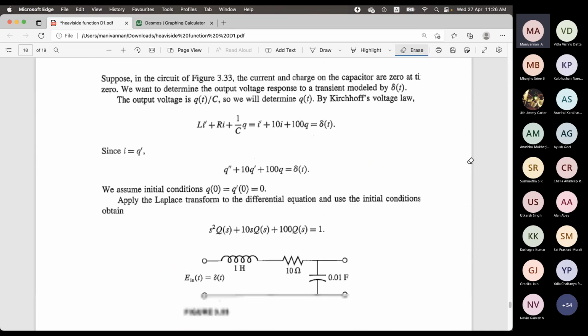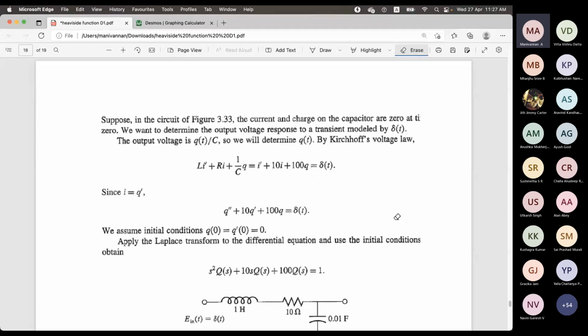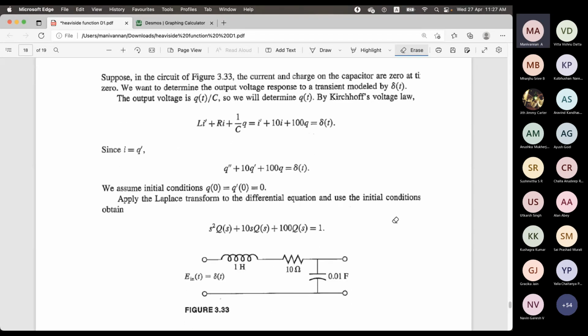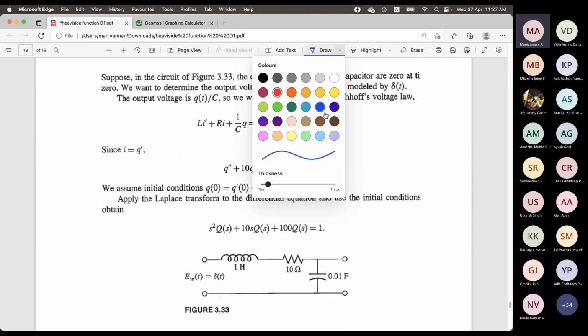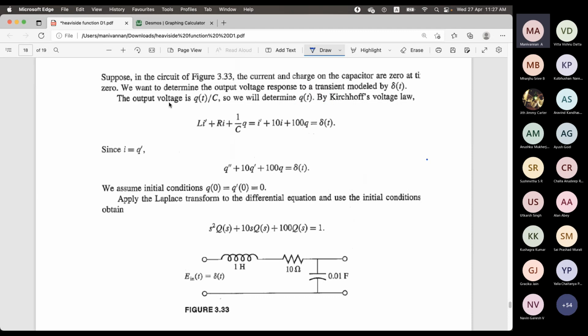Okay, then afterwards, a circuit type problem. Okay, consider this circuit here in this network structure. Suppose in the circuit of this figure 3.33, the current and charge on the capacitor are 0 at time t equal to 0, right? Initial time. We want to determine the output voltage response to a transient modeled by this delta of t.